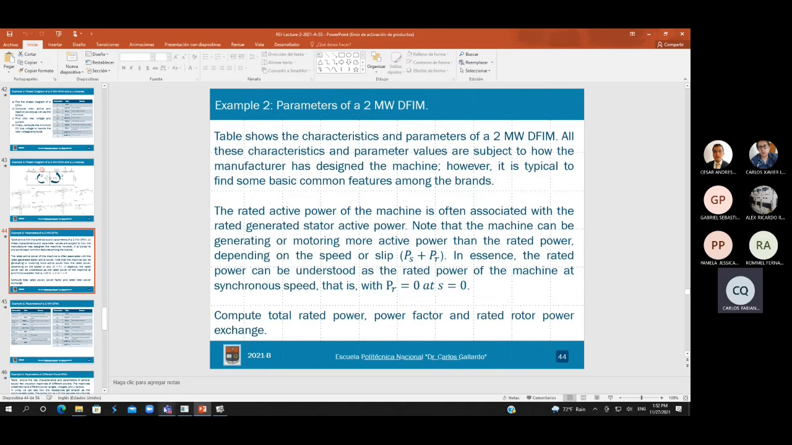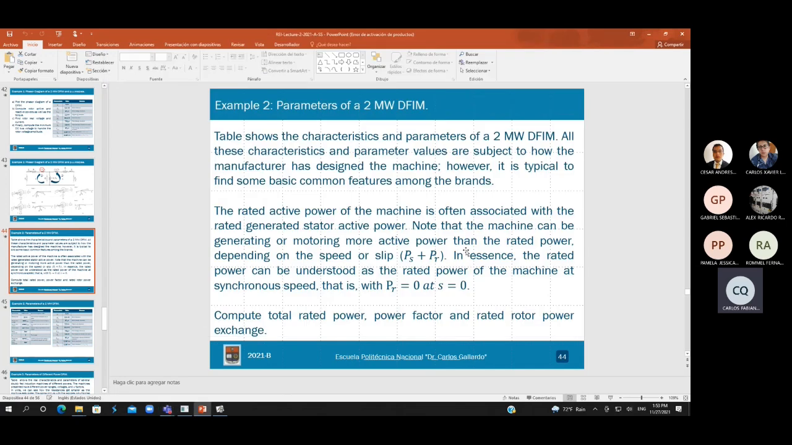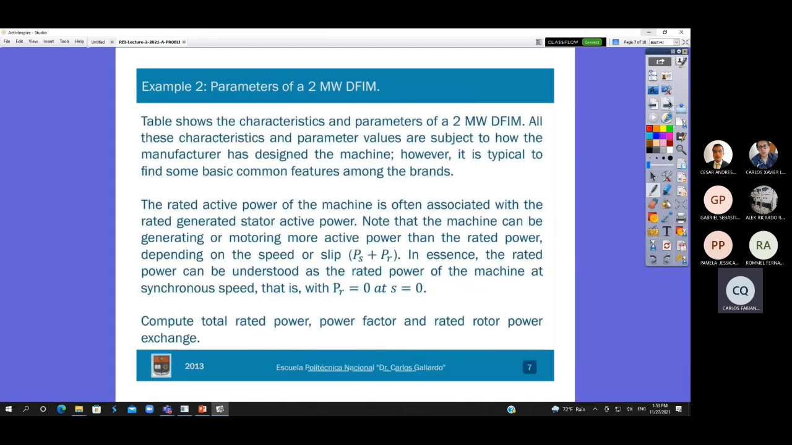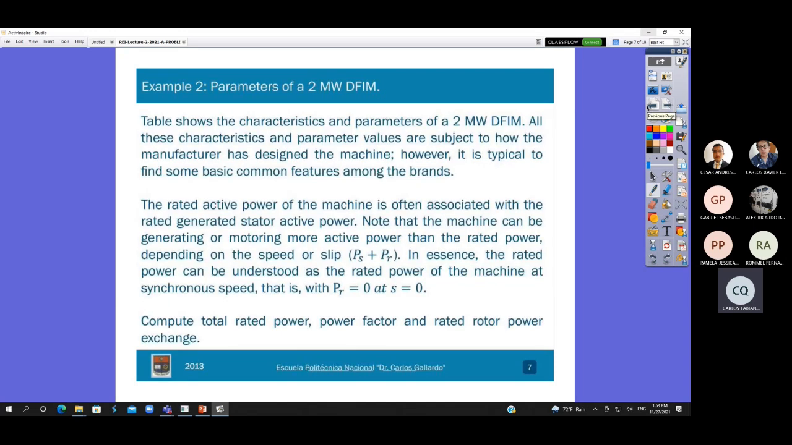Okay, so if you don't have questions, Mr. Mejia, could you please read over the problem, example 2? Okay, so let's continue with example 2. Mr. Mejia, please read over.